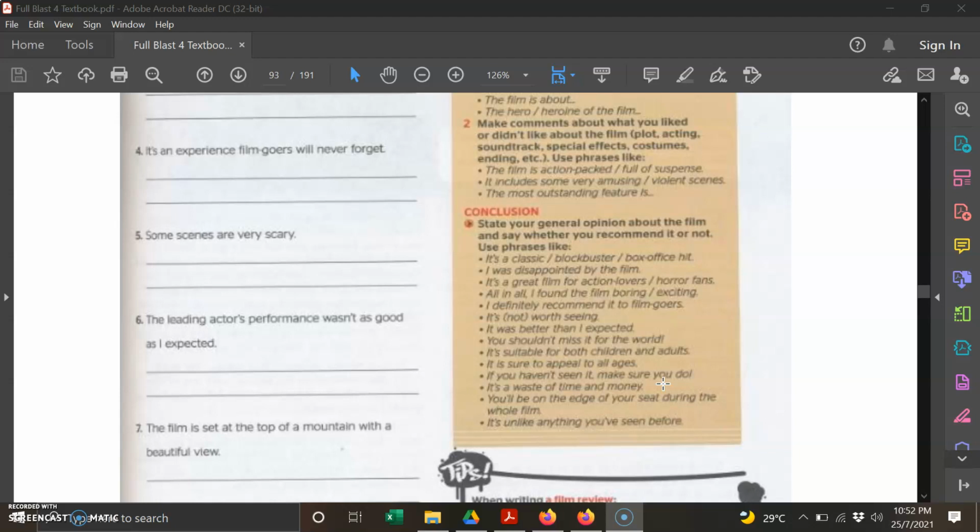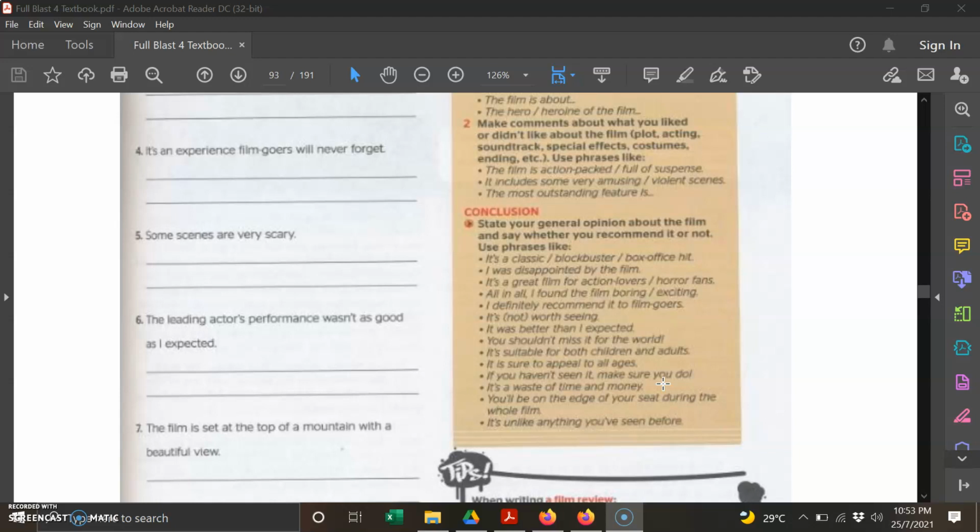Okay, you may use phrases like, it's a classic. Ia adalah filem klasik. It's a blockbuster, pecah panggung, blockbuster, or it's a box office hit, tersangat laris di pawagam, box office hebat. Okay? Okay, next example, I was disappointed by the film. Saya kecewa dengan filem berkenaan. Next, it's a great film for action lovers or horror fans. Itu adalah filem yang hebat untuk mereka yang sukakan aksi ataupun peminat filem seram.